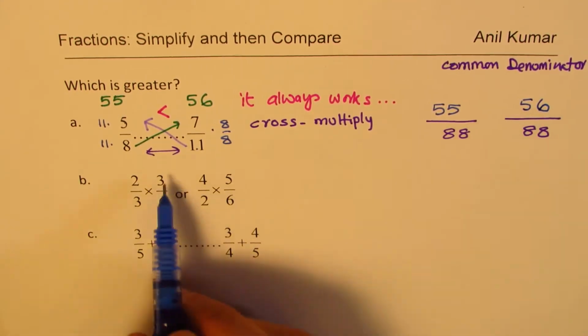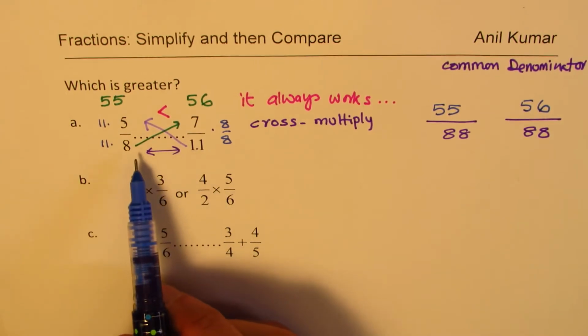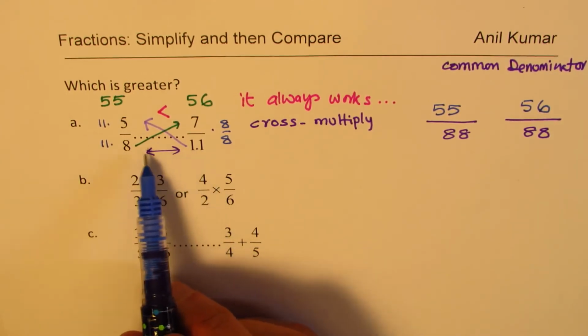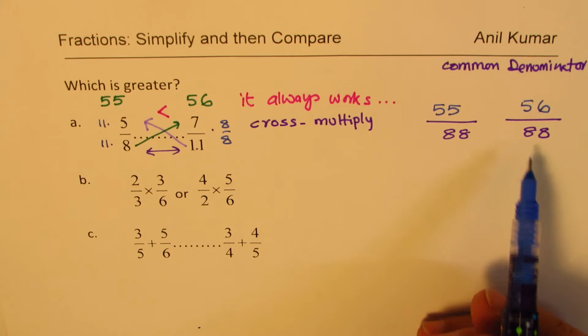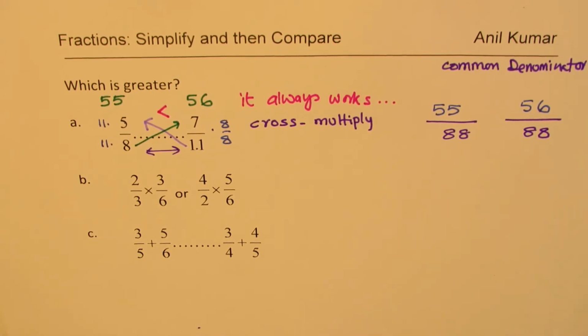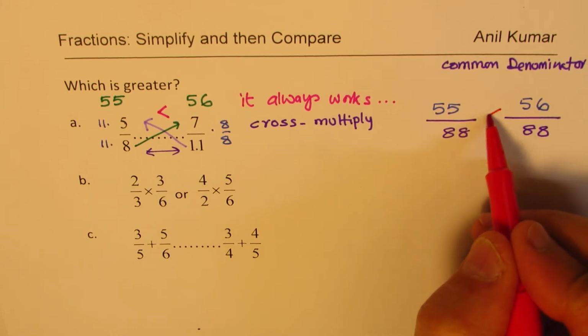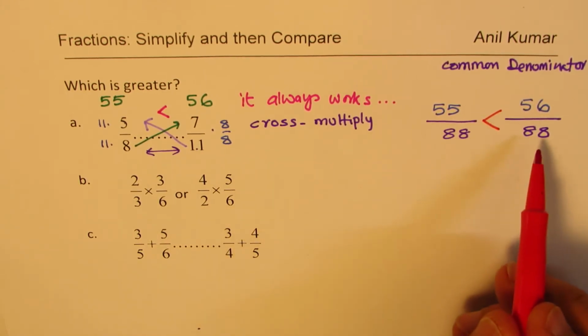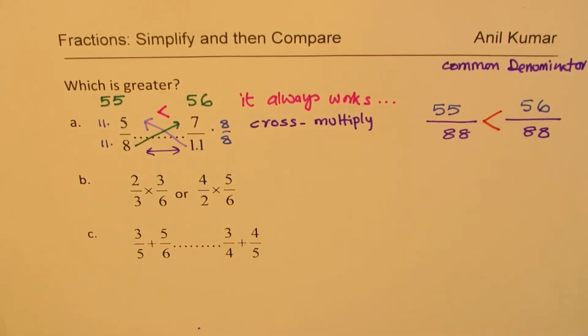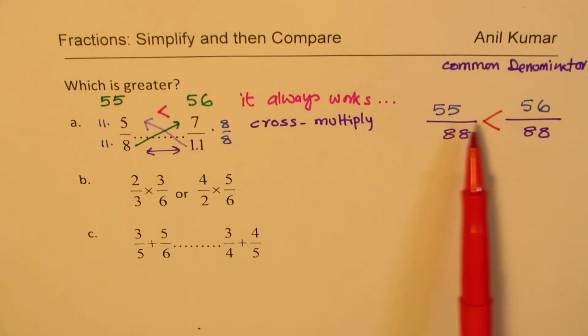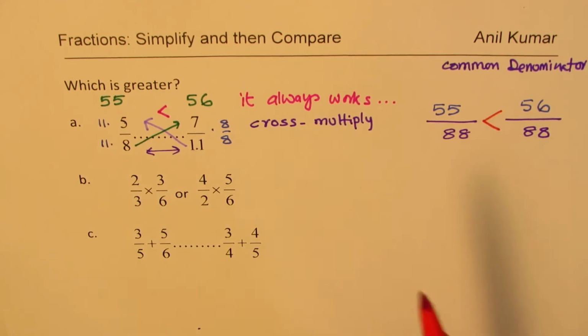So you see, it is a shortcut method. We don't have to compare the denominators. We have already made them the same, in this case 88. So once you do that, you know which one is greater. 56 is greater than 55. Both have the same base, so now you can compare. So I hope that step is absolutely clear, right? So ultimately, that is how you compare any two fractions.